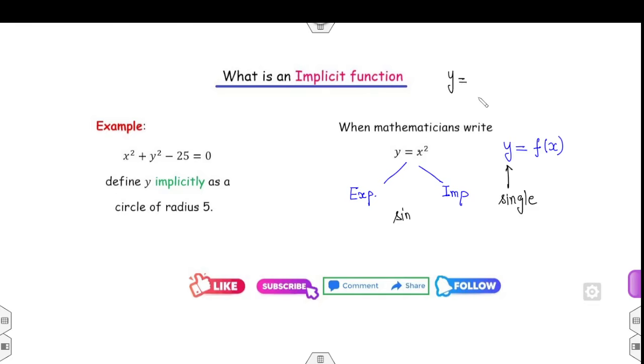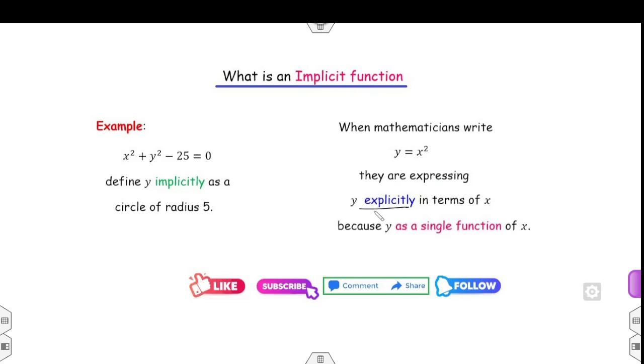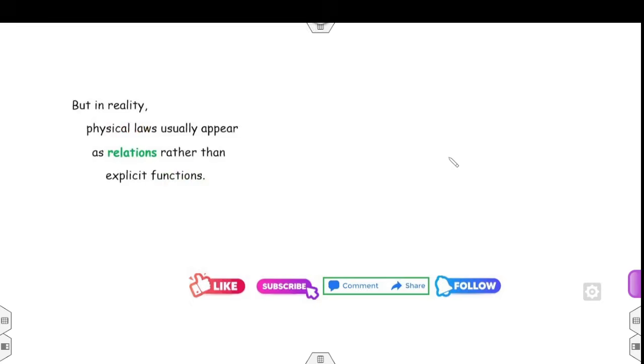Fine. So that means y is equal to x square is my explicit function, because y is a single function of x. However, if you write y is equal to root x, then definitely it is my implicit function, because it has two values corresponding to the same value of x. So that is my implicit, but y is equal to x square is my explicit function.